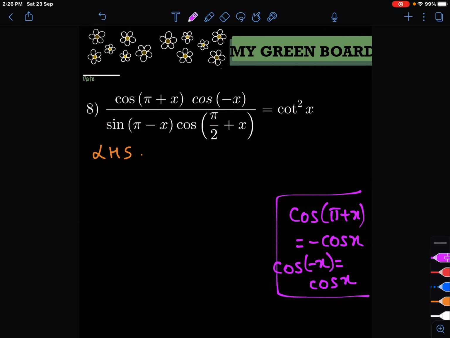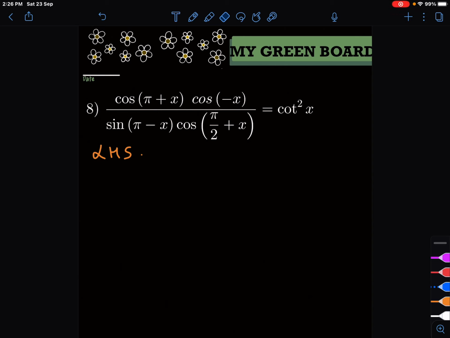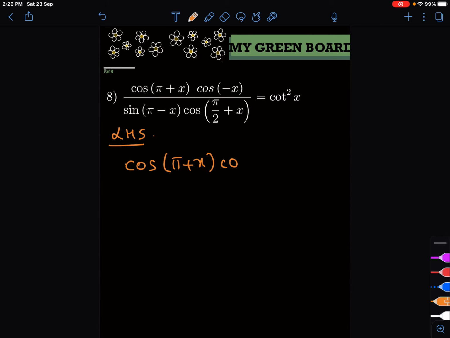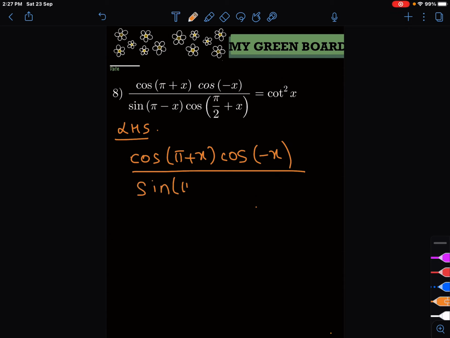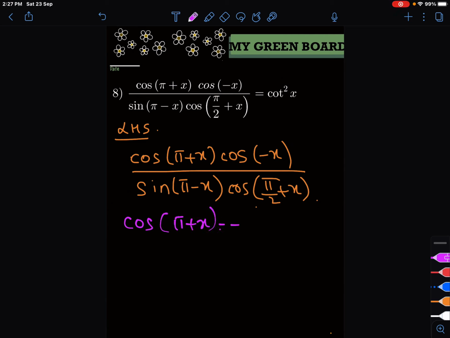This one we really know. So now just substituting it in this. Now I am just rubbing this formula. Just note it down if you want. Now let's take the LHS. Now cos of pi plus x we got minus cos x. So LHS we will just write the same thing, cos of minus x divided by sine of pi minus x cos of pi by 2 plus x. Now I told you, cos of pi plus x is minus cos x, and cos of minus x would be cos x.